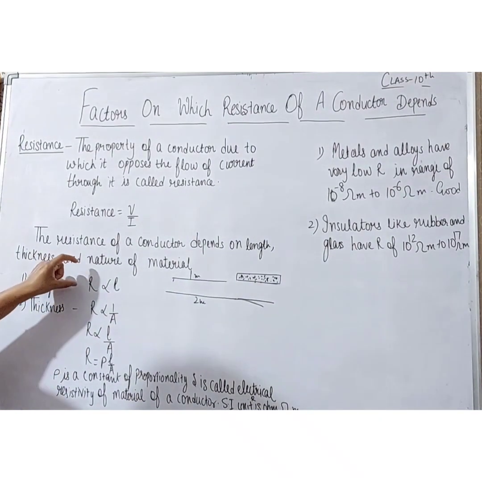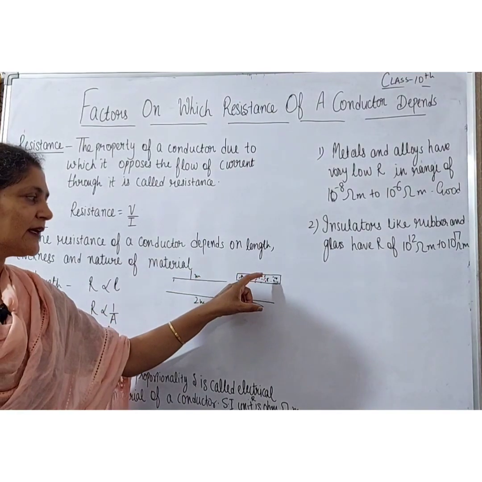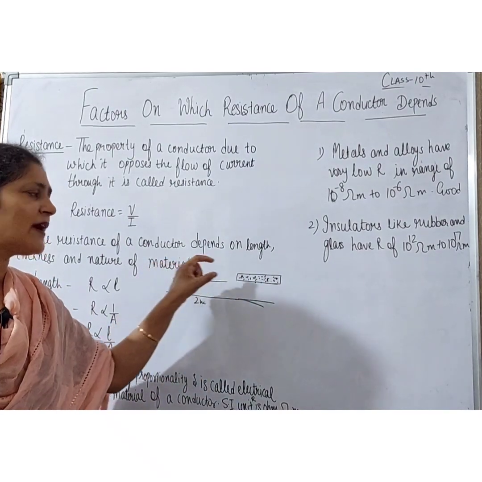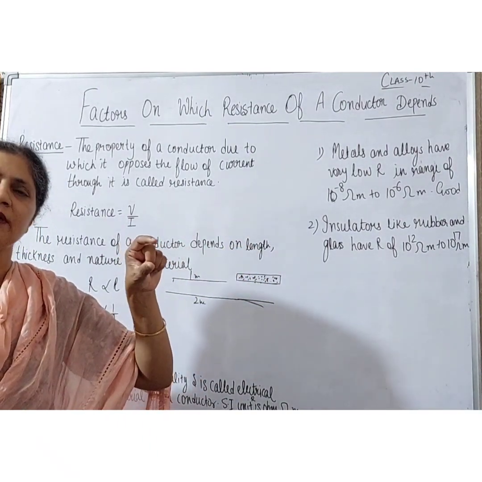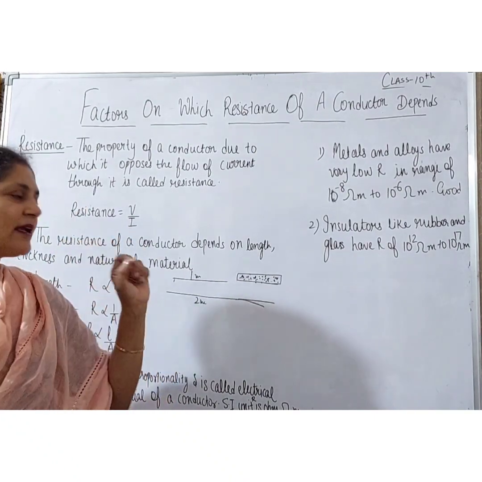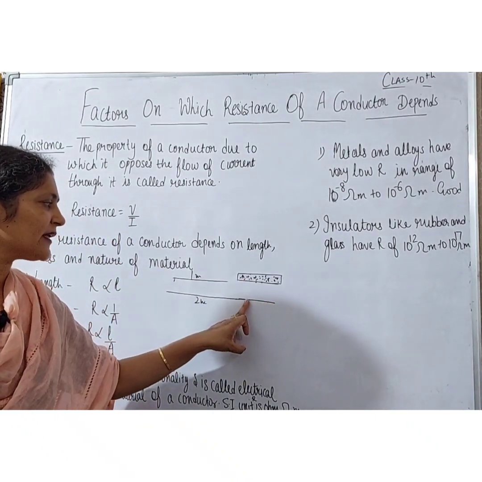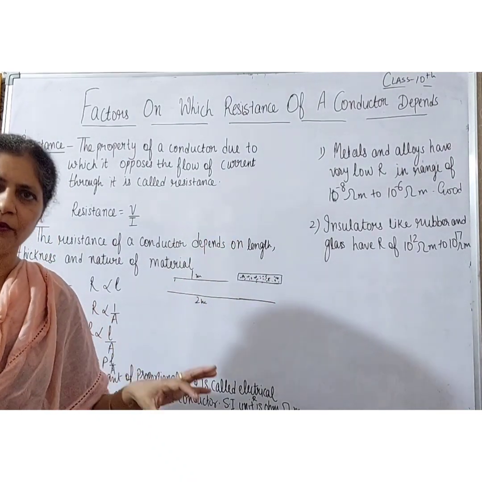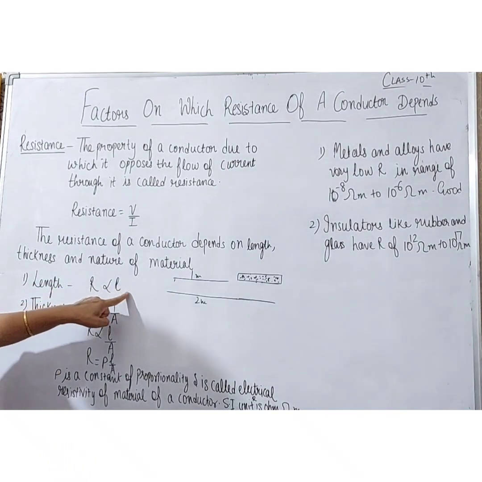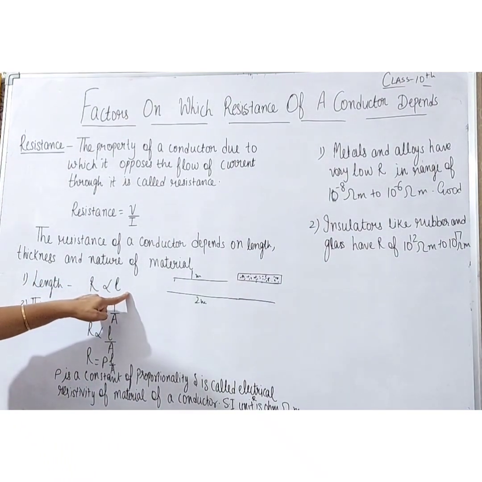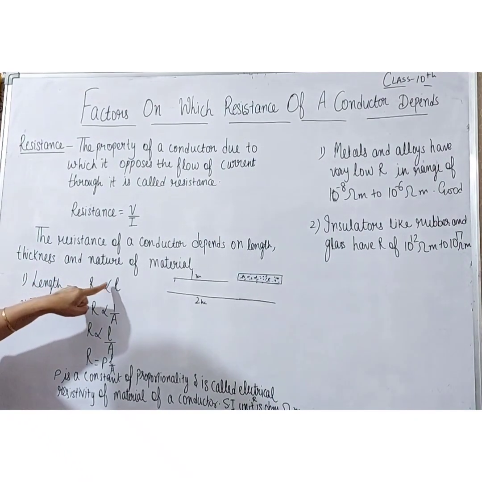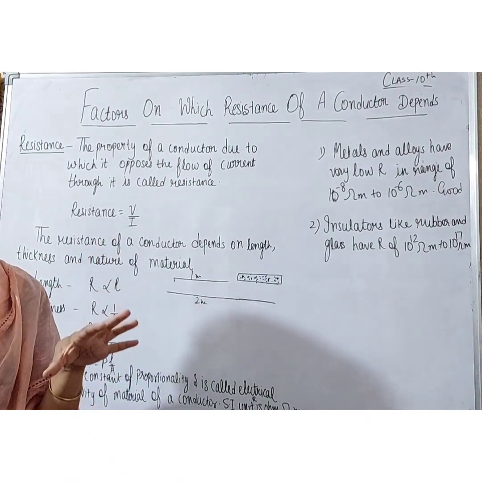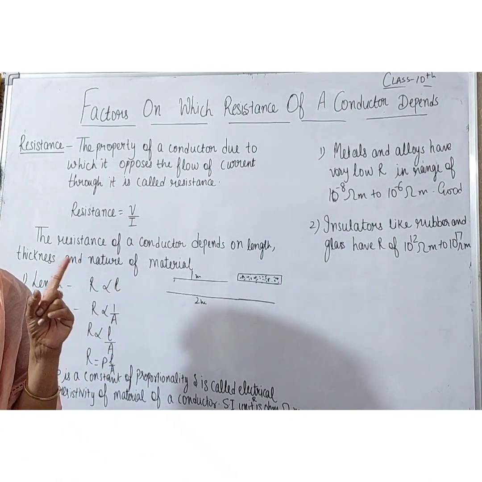I repeat, resistance is due to the collision of the electrons with other atoms, other electrons or other ions. If the length of the wire is short, the collision will be less, so resistance will also be less. If we increase the length of the wire, the collision is more and the resistance is also more. So the resistance is directly proportional to the length of the wire. If the length of the wire is more, the resistance will be more. If the length of the wire is short, the resistance will also be less.